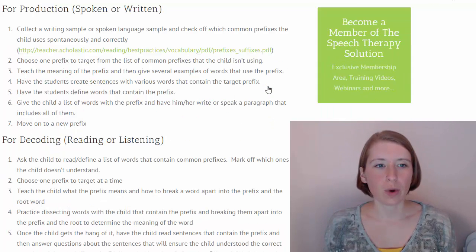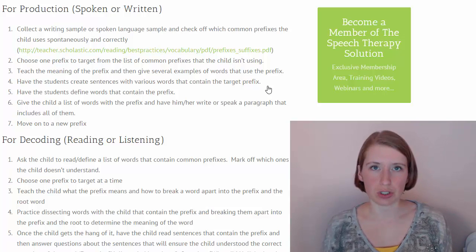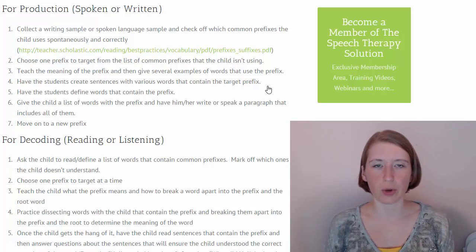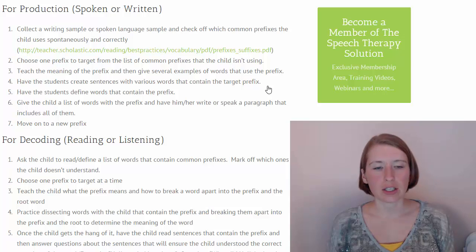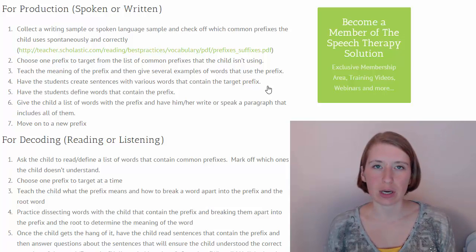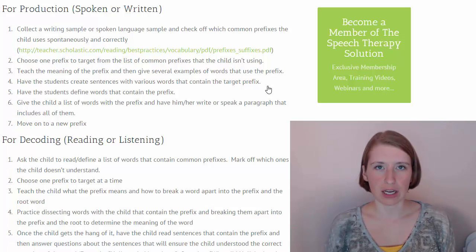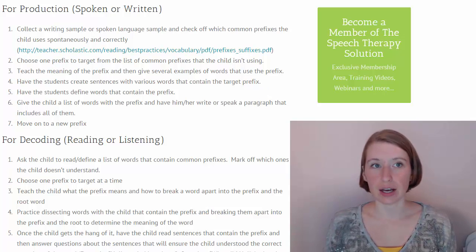Okay, so let's start with the child who needs to produce prefixes. So this would be spoken or written. So the first thing you're going to do is collect a writing sample or a spoken language sample and check off which of the common prefixes that the child is using spontaneously and correctly, so that you therefore have a list of ones that the child is not using.